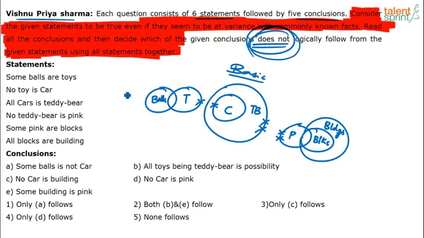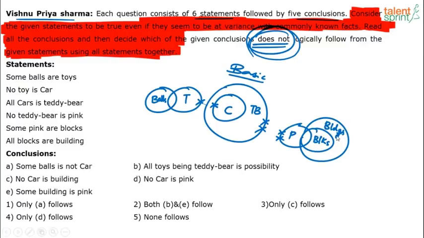Some balls are toys. No toy is a car. Toys and cars: one cross mark here, one cross mark indicates here. T and C cannot touch each other. All cars are teddy bears. No teddy bear is pink, so teddy bears and pink will not overlap with each other. Now why have I put a double cross here? I can put a single cross also, but then the confusion will be how do you pair it. Now it's very clear: single here and double here. So pink cannot touch teddy bear, but pink can go and touch toys. Pink can overlap with balls, pink can overlap with T, but pink cannot overlap with the teddy bear. Next, some pink are blocks. This is the overlap here, and all blocks are buildings. So that's the basic diagram.